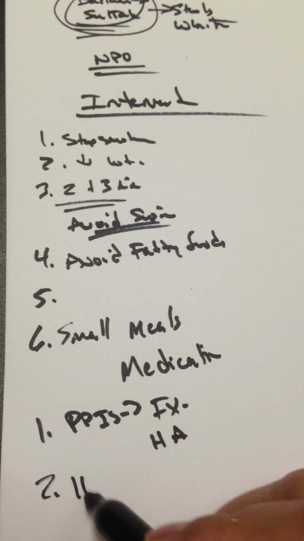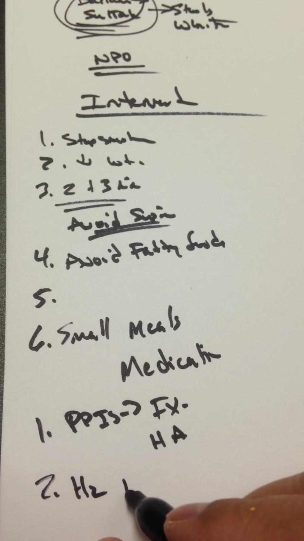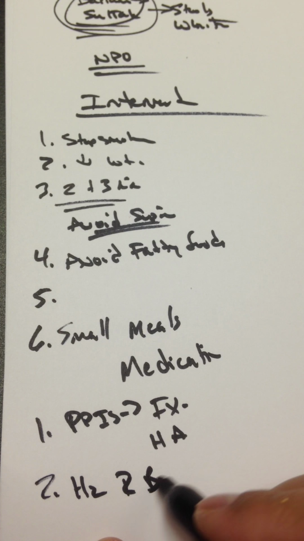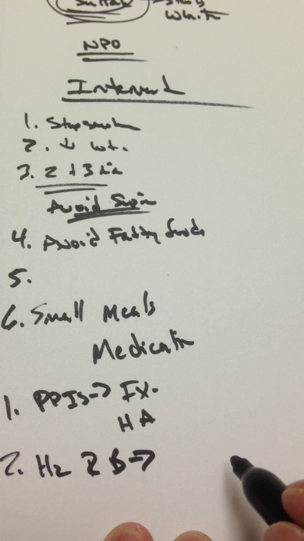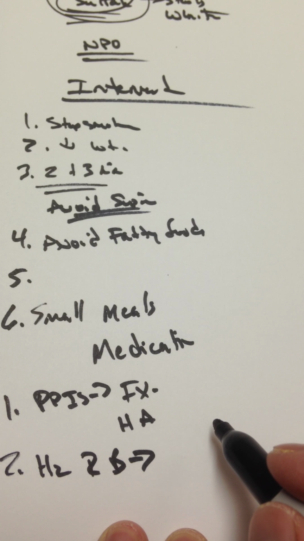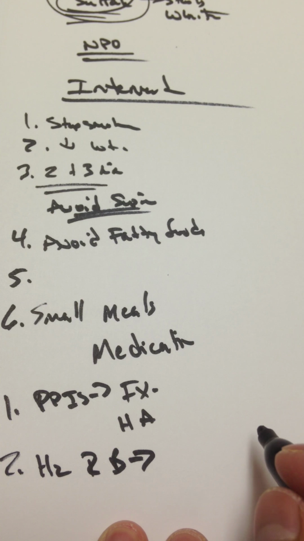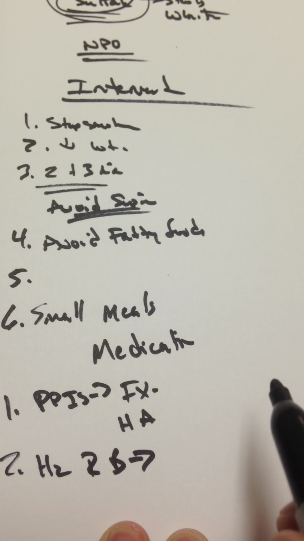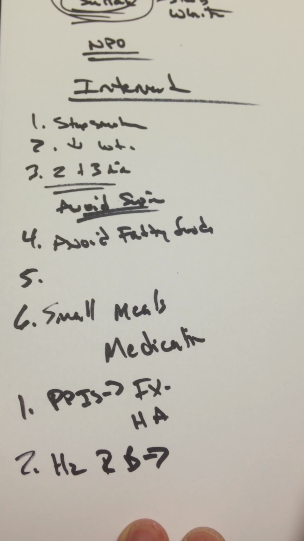Number 2, the H2 receptor blockers. Now that's just my abbreviation, that's not correct terminology there, but again, the H2 receptor blockers. Things like that include Tagamet, Zantac, and Pepcid. Okay, so again, Tagamet, Zantac, and Pepcid. Now again, both of these are going to decrease acid secretions.